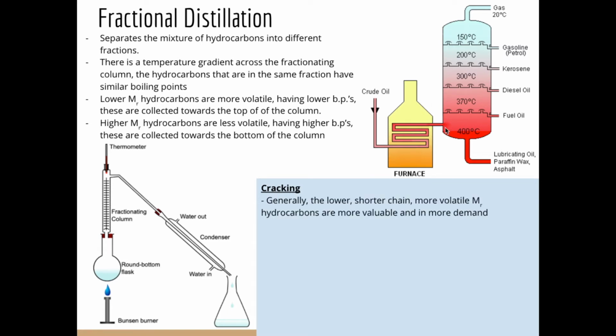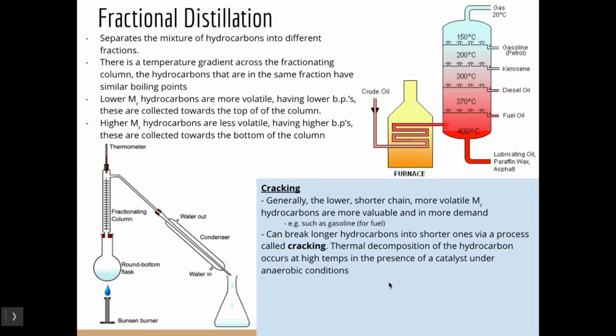However, in general, our lower, shorter chain, more volatile hydrocarbons are the ones that are in more demand and more valuable. These are the ones that are used for fuels and stuff. These are the sort of ones that they want to get. We want to get our hands on more of them than the longer ones, such as the gasoline for fuel, which is in very high demand. So there's a process called cracking, which is exactly what it sounds like. You can crack a long hydrocarbon into a shorter one, and therefore you can get more of your shorter chain, more valuable hydrocarbons. It's a thermal decomposition of the hydrocarbon.